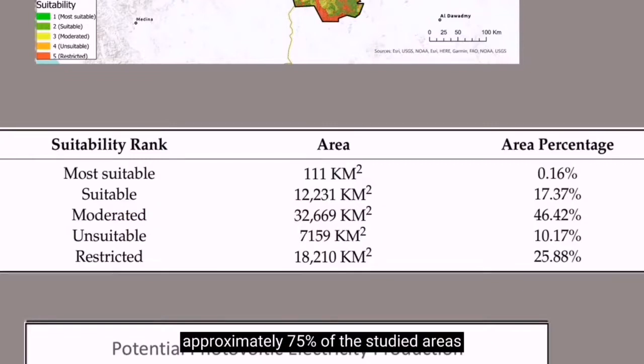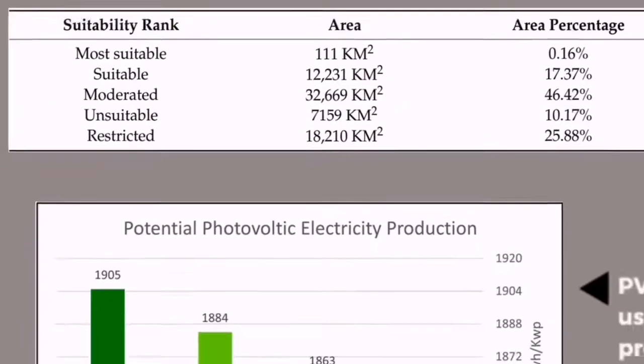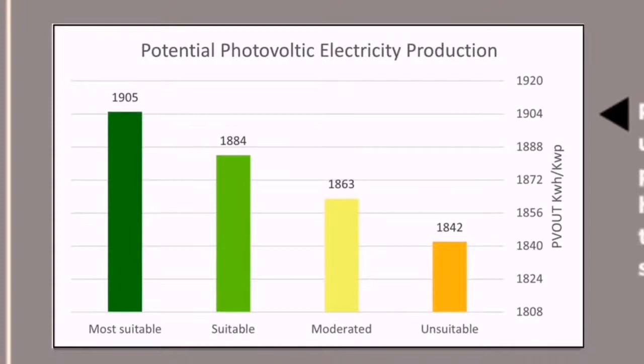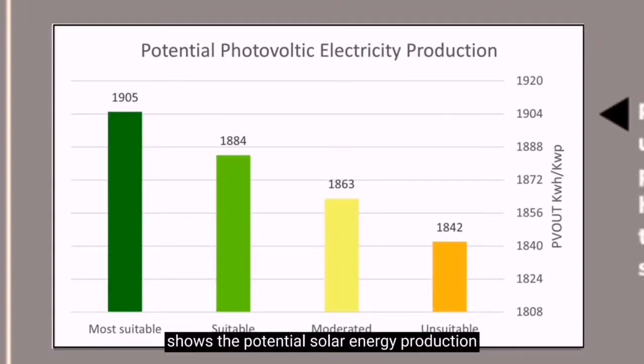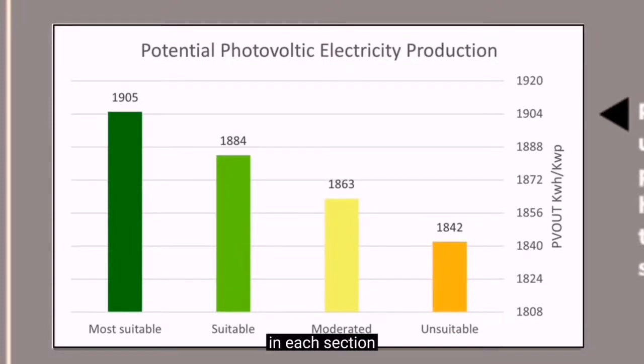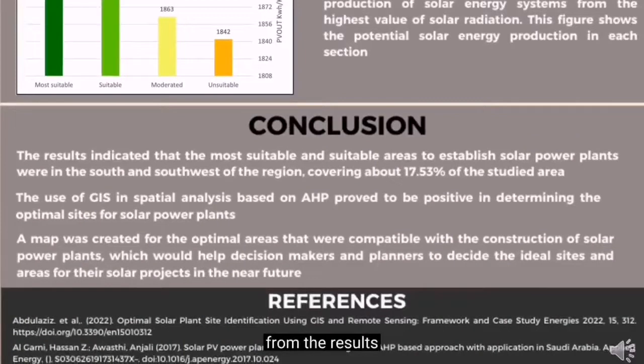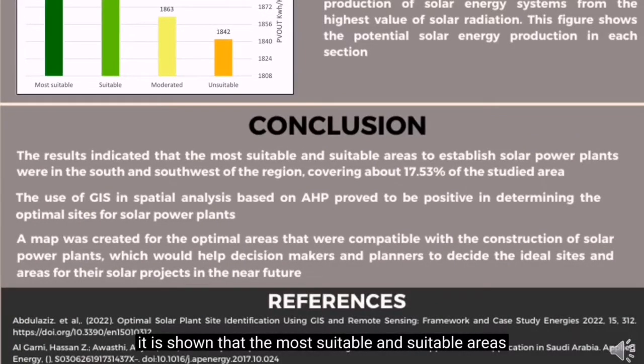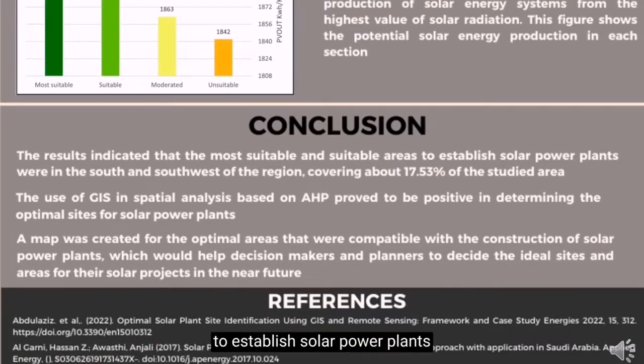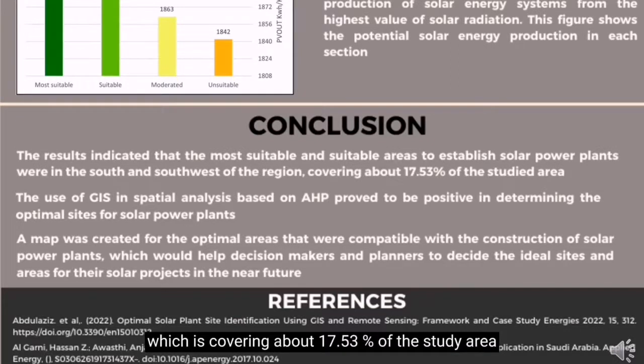Approximately 75% of the studied areas are compatible as sites for power plant establishment. While this figure shows the potential solar energy production in each section based on the suitability of the area. From the results, it is shown that the most suitable and suitable areas to establish solar power plants were in the south and southwest of the region, which is covering about 17.53% of the studied area.